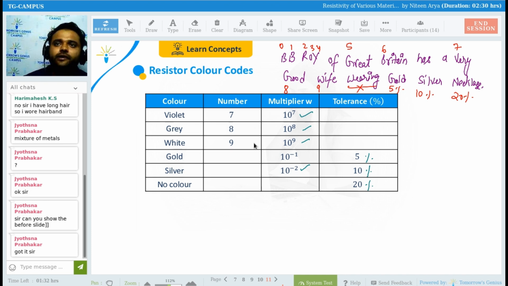Just remember: BB Roy of Great Britain has a very good wife wearing a gold silver necklace. Simple. This simple line is going to help you all a lot. Clear, everyone?